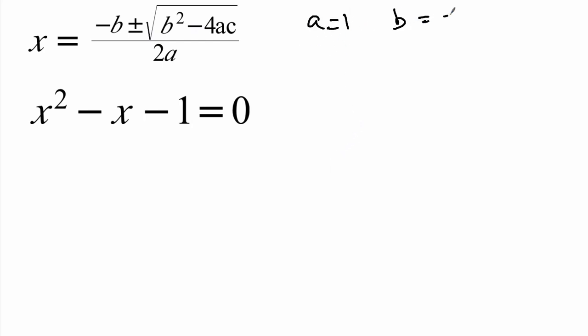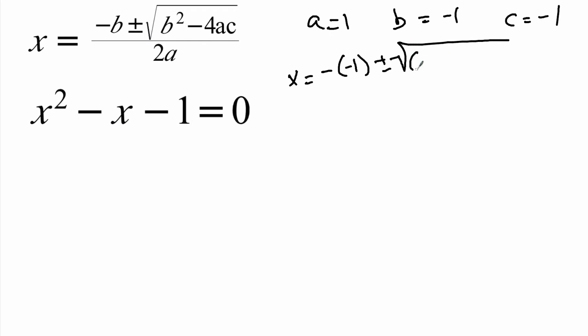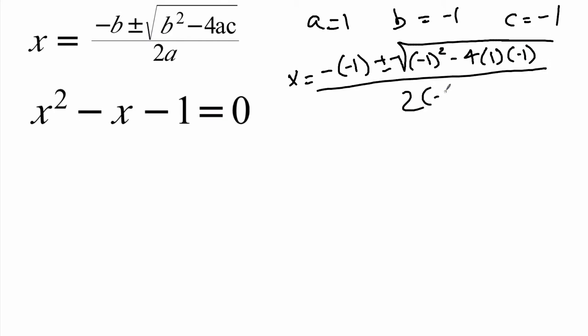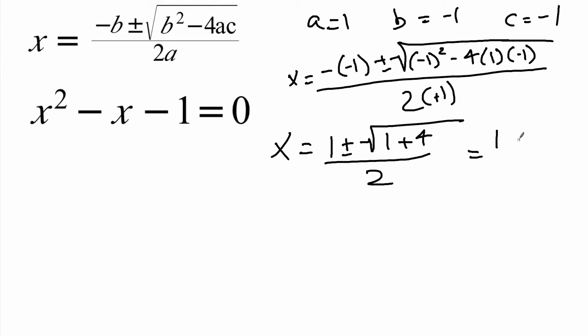A equals 1, b equals negative 1, c equals negative 1. And then after we solve it, I'll explain what is special about this problem. Okay, so now you have x is equal to negative b plus or minus the square root of b squared minus 4ac all over 2a, positive 1. Okay, so then you have x is equal to 1 plus or minus the square root of 1 plus 4 all over 2, and this is 1 plus or minus the square root of 5 over 2.